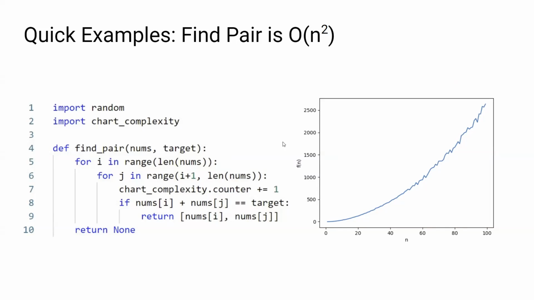We check if those two numbers are equal to our target, and if it is, we return a list containing both of them. So you can see why this is O of n squared, because we have a loop within a loop. Whenever you have a for loop within a for loop, you're always looking at O of n squared. And you can see that in the chart, right? For 100 numbers, we're already up to 2,500 steps. So that function kind of explodes.